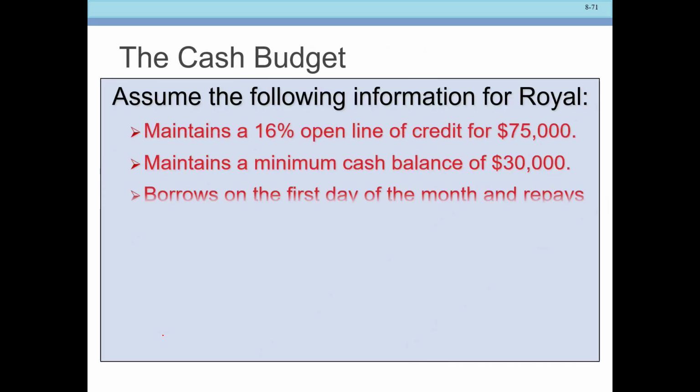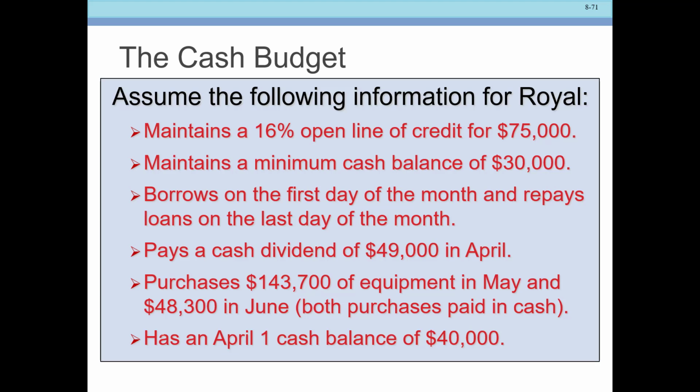Assume the following information for Royal Company. Maintain a 16% open line of credit for 75,000. This means I made an agreement with the bank that I can borrow up to 75,000 at 16%, and pay attention again, 16% is an annual interest rate. By default, whenever there is an interest rate, it is an annual interest rate. This is the default way of stating the interest rate.